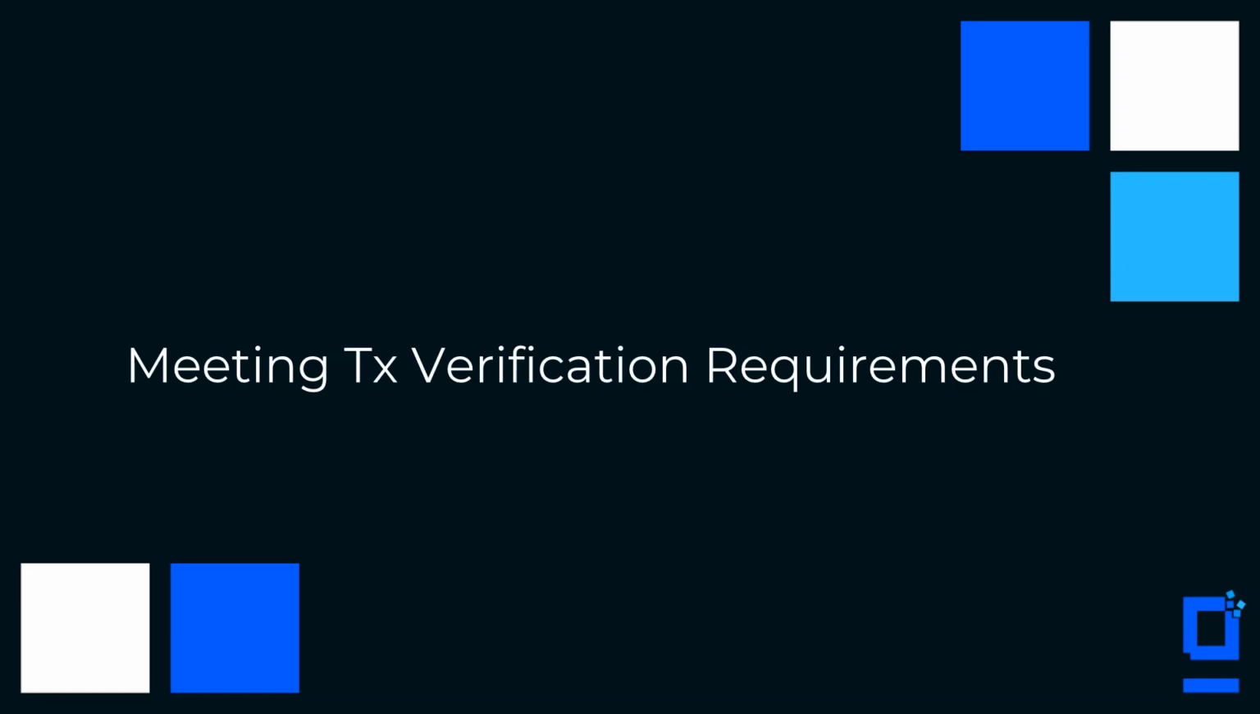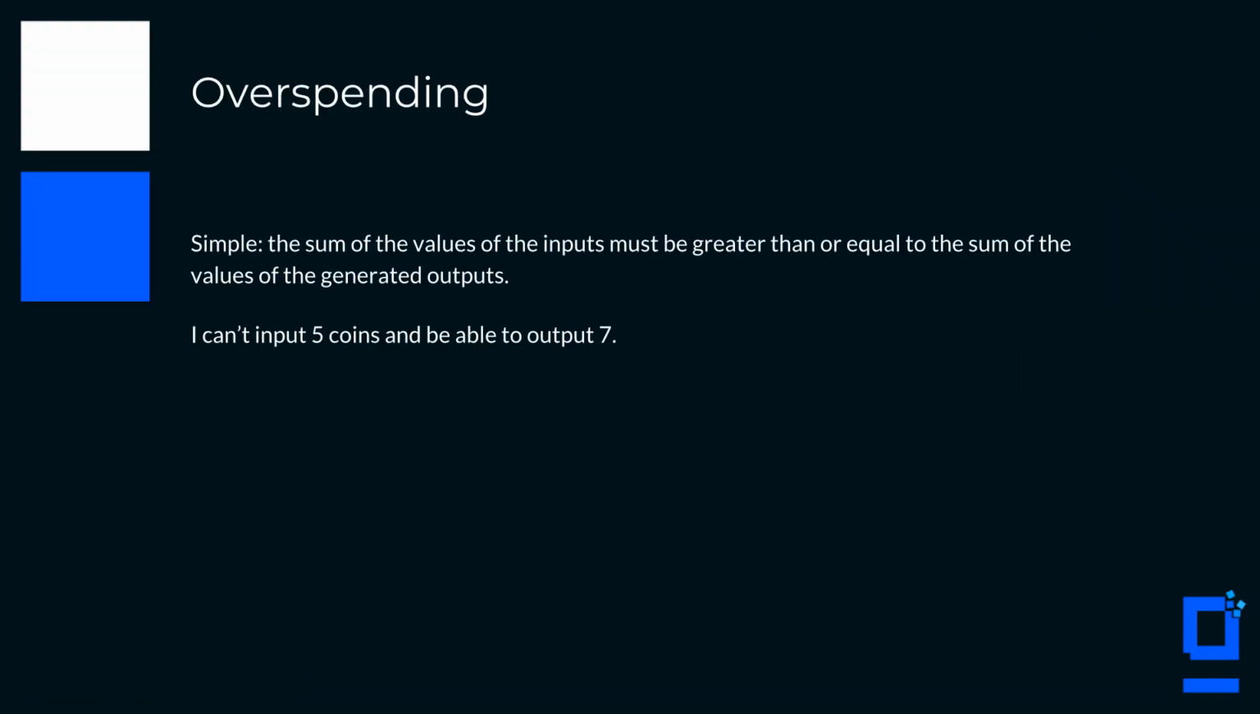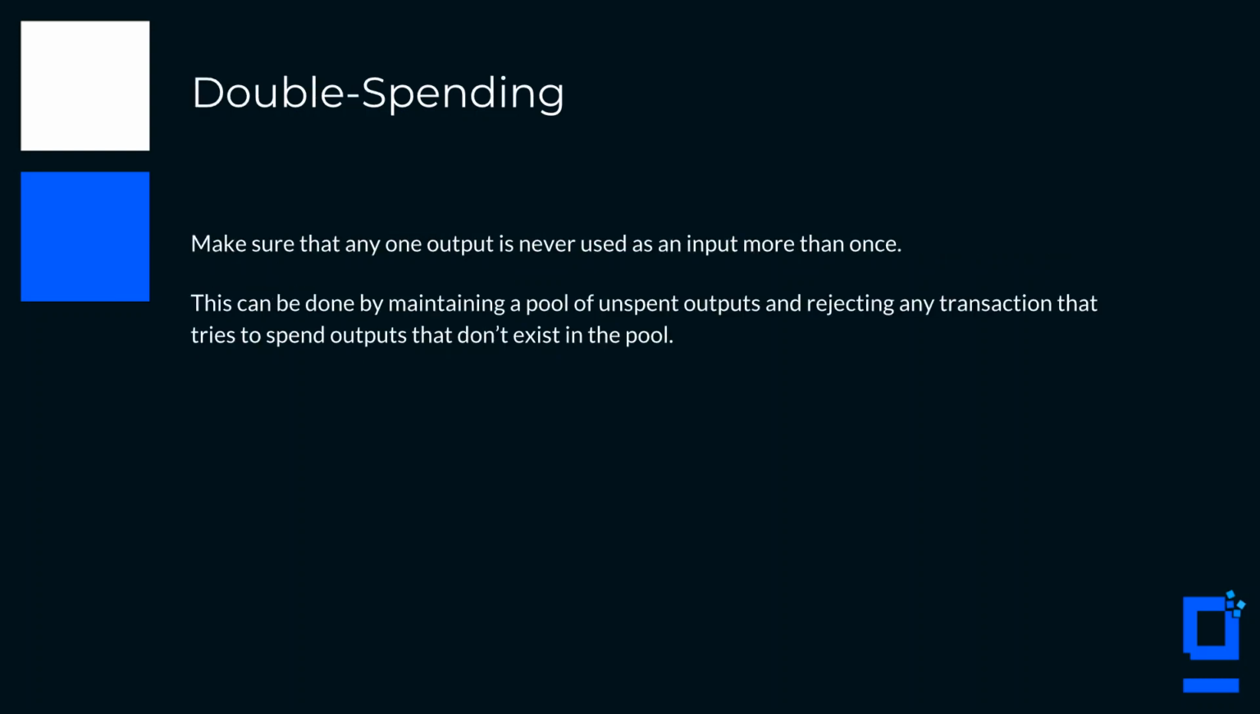So how does this methodology of transacting solve these transaction verification requirements? The first one was overspending, where Alice says, okay, I'm only going to subtract 5 from my ledger, but add 12 to someone else's or something like that. This is pretty easy to verify. You just make sure that the sum of all the inputs coming in is always greater than or equal to the sum of all the outputs going out. That way you can't generate coins out of thin air, right? Pretty simple solution.